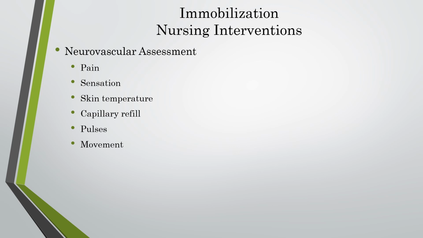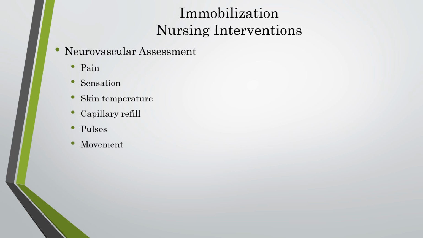Sensation, what to do for sensation: assess for numbness or tingling of the extremity. Loss of sensation can indicate what? A nerve damage, yes. Skin temperature: check the temperature of the affected extremity. The extremity should be warm, not cool to touch, and cool skin can indicate decreased arterial perfusion.